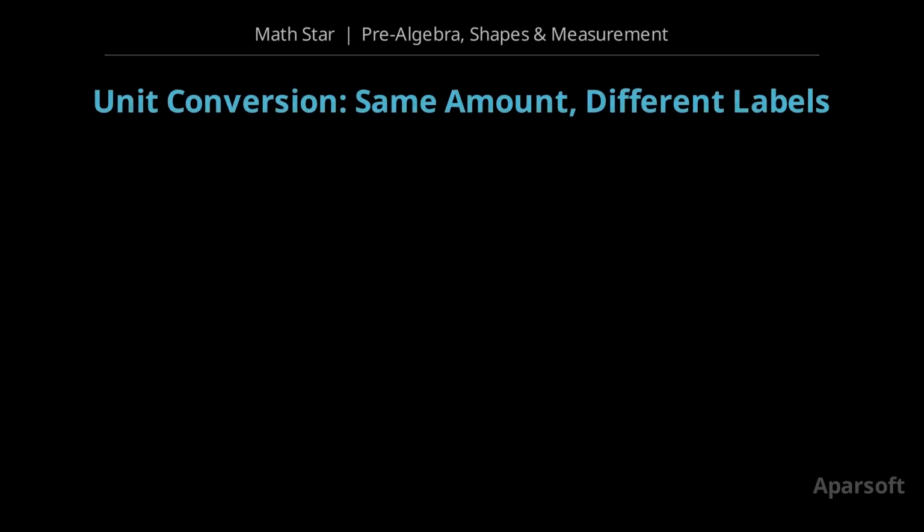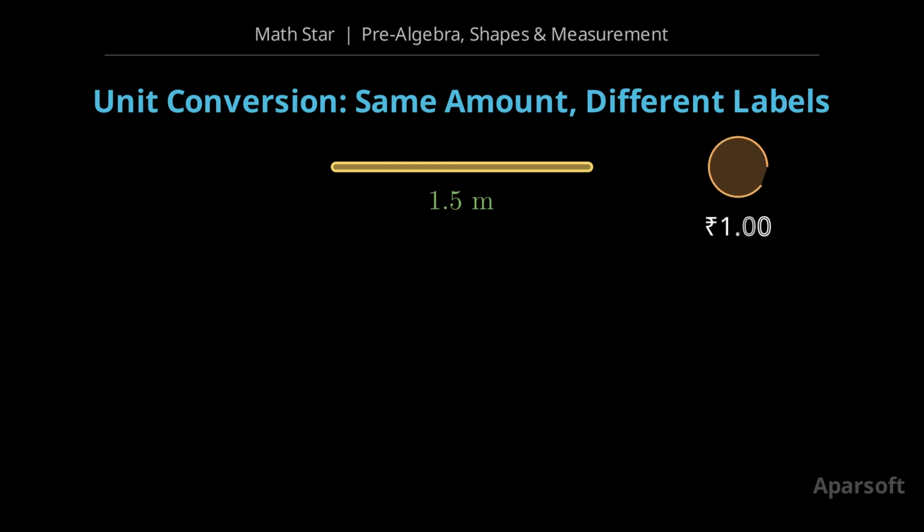In this video, we learn about unit conversion, the process of changing a measurement from one unit to another without changing the actual amount. In our previous video, we already built this intuition, and today we will explore it more deeply. Have you ever noticed that the exact same thing can be described in different ways? This rope is 150 centimeters long, but it is also 1.5 meters long. Same rope, different label. And look at this, 1 rupee is the same as 100 paise. That is what conversion is all about, and today we are going to master it.